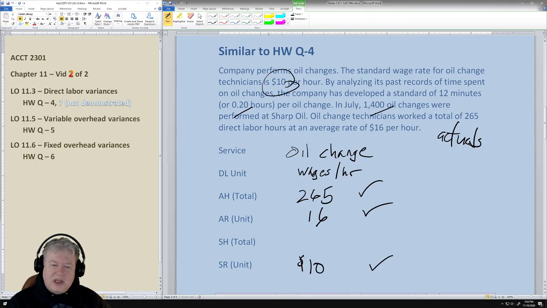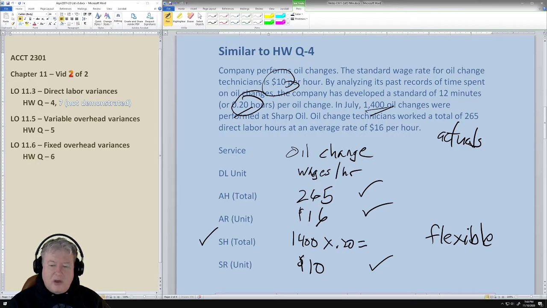And as I mentioned before, typically the standard quantity or the standard hours is the one that's a little difficult to, I don't want to say figure out, but it takes a little bit more conceptual idea of what's going on. So remember, we think of this as the flexible budget idea. If we had budgeted 1,400 oil changes, and we knew our standard rate was 0.2 hours, then we would have budgeted how many hours? We would have budgeted standard hours of 280. But that's the only one that we have to calculate.